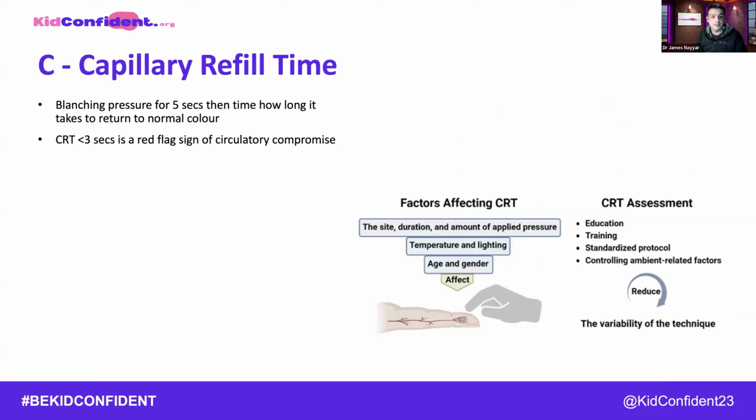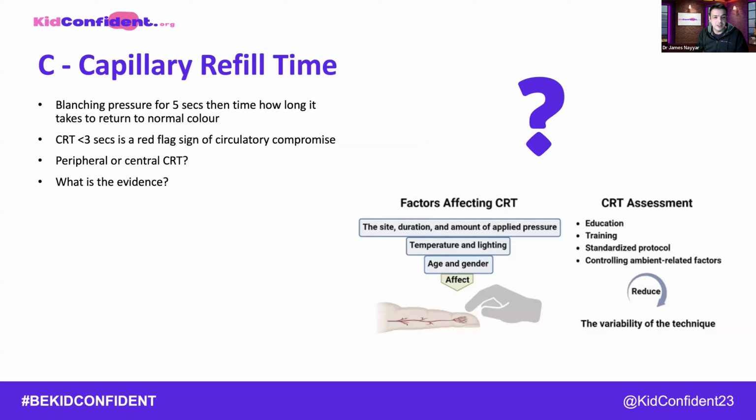Is blanching pressure for 5 seconds and then timing how long it takes for them to go back to a normal colour. And we're all told that capillary refill time under 3 seconds is a red flag for circulatory compromise. But do we do it peripherally or do we do it centrally? And what is the evidence?